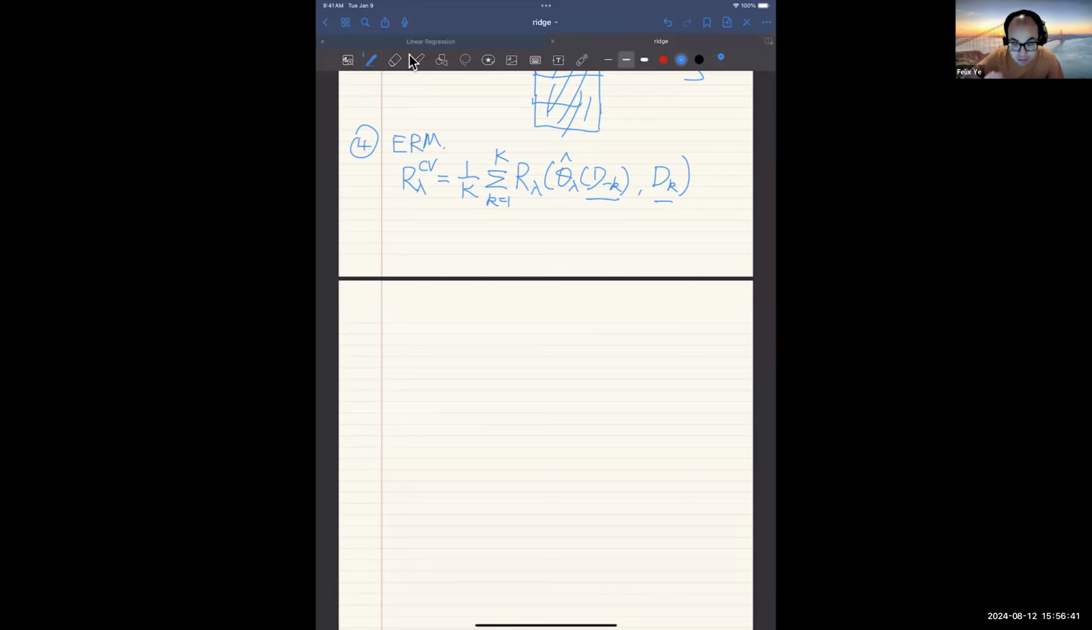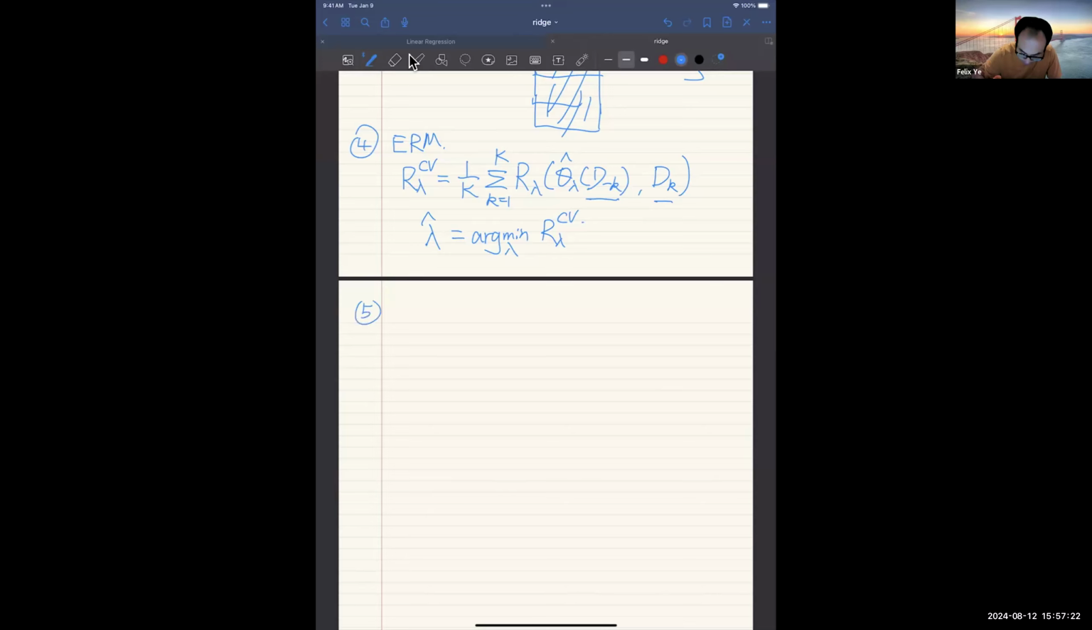As a result, we go through all possible lambdas and find the best lambda, which is the argmin over lambda of R lambda CV. Previously, with hold out, we only did it once. But here in k-fold cross validation, we do it k times and average the validation error together. So this will be our optimized lambda.